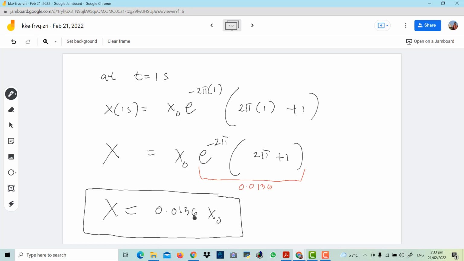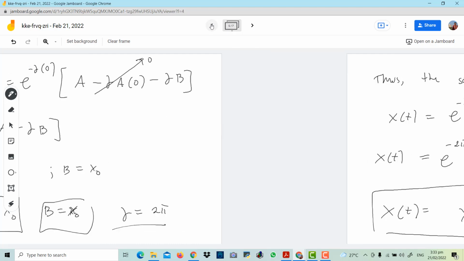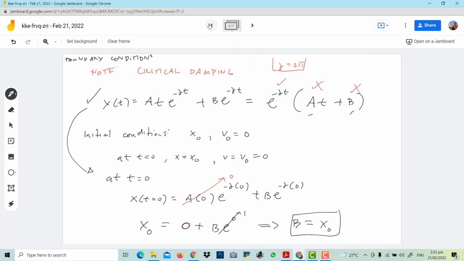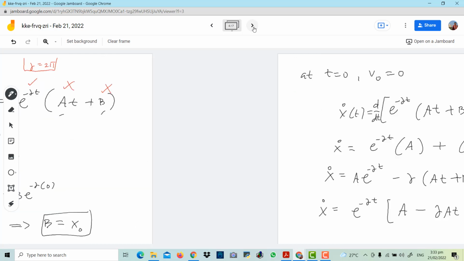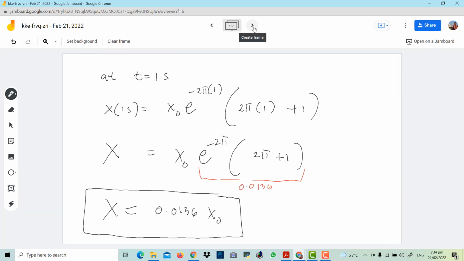So, if you want the displacement at time equals 3 seconds, it's easy, no? You just substitute time equals 3, then you will get your displacement. Okay? So, that's how simple it is to solve. Because I have the solution. You will get constants using initial conditions. And then from that, you can solve the displacement at any given time t. Okay? So, that's 0.0136 x naught.